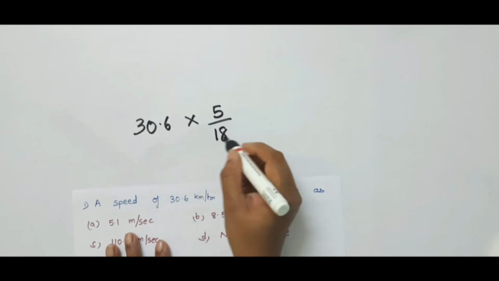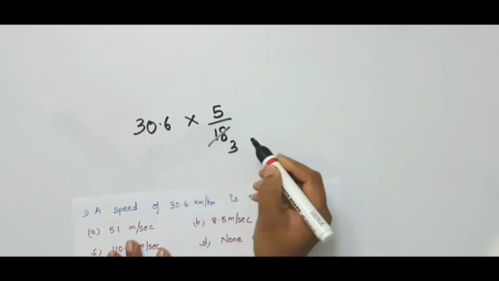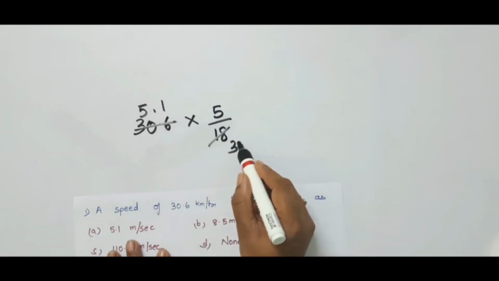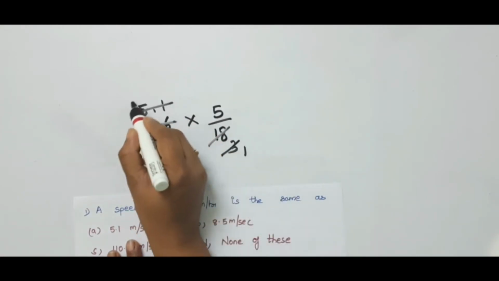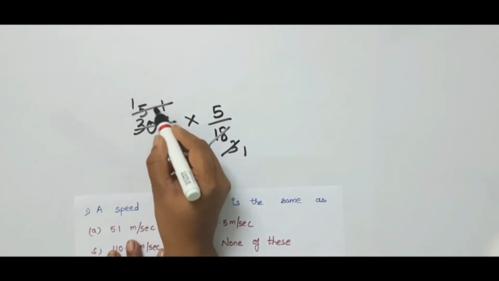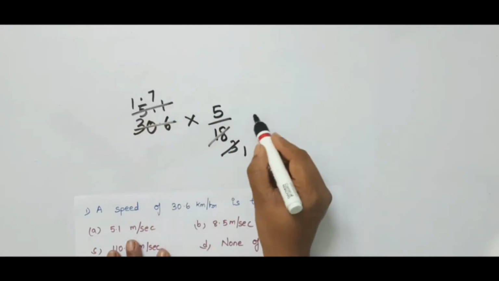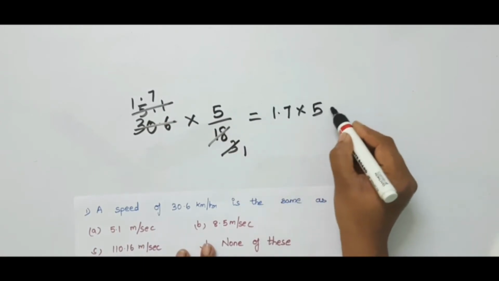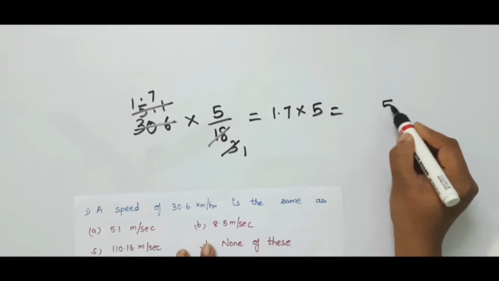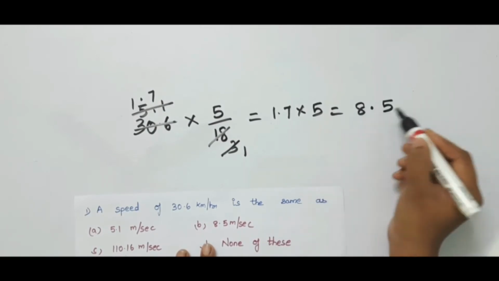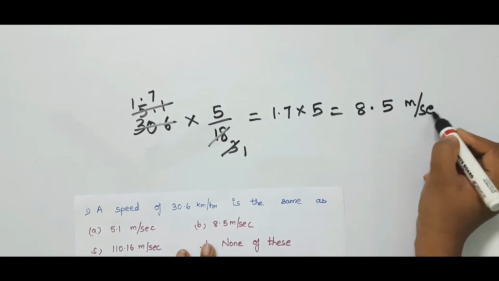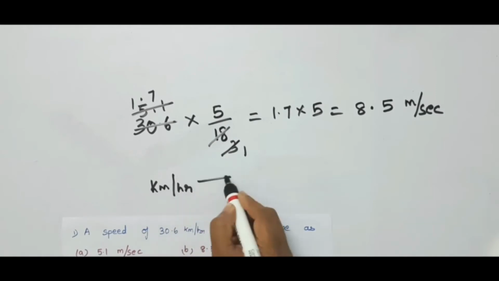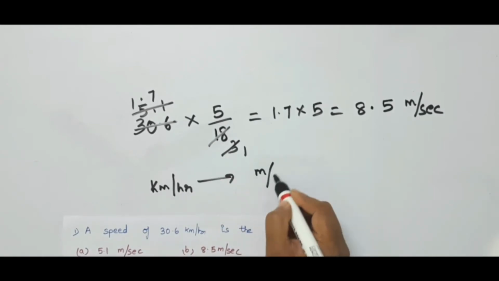Now let us cancel: 6 3s are 18, and here 6 5s are 30, and here 0.1. Again, 3 ones are 3 and the remaining is 2. So 1.7. We got 1.7 into 5. So 7 5s are 35, 3 and it is 8. 8.5 meter per second.